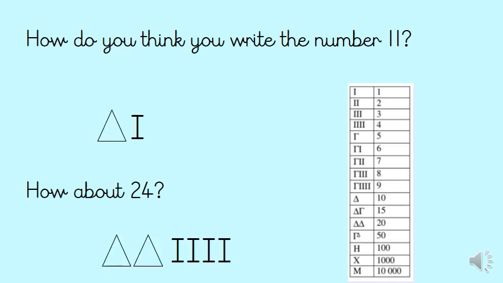So there we go. 11 will be a triangle, which is the symbol for 10, and then an I, and then 24 will be 2 triangles, which is the symbol for 20, and 4 I's.